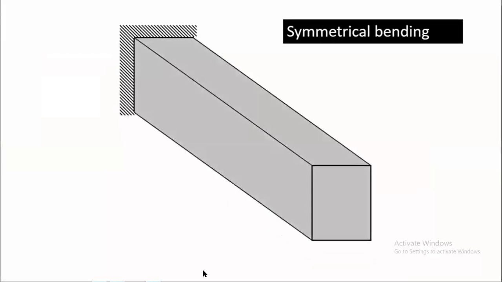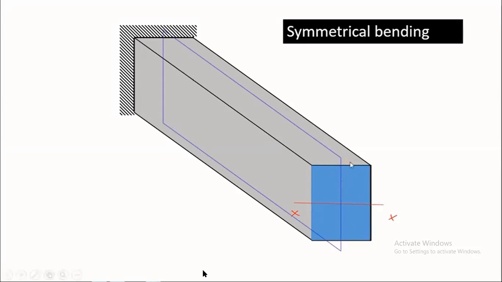I will explain with an example. Suppose, let us say you have a cantilever beam having a rectangular cross section, which has two axes of symmetry. This is your x-axis, symmetrical with respect to x-axis, and this is the y-axis, in particular the y-axis.